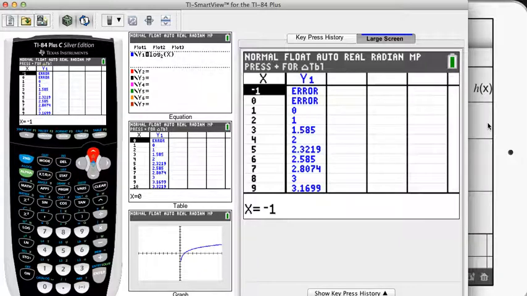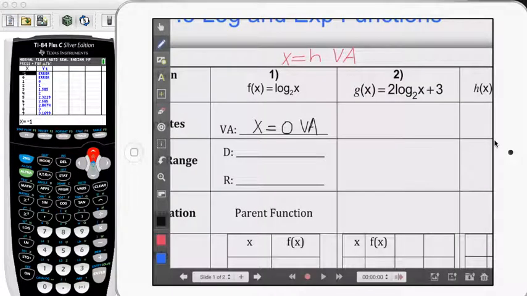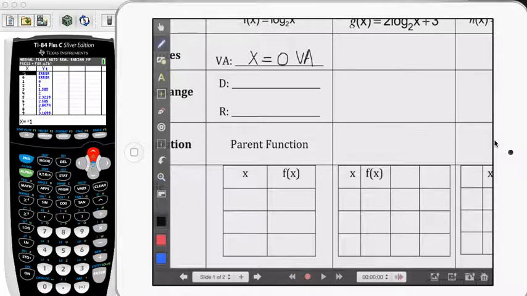Now let's go ahead and take some points that would be good to graph, like (2, 1) would be a good point, (1, 0), and (4, 2). So let's go ahead and write that: (1, 0), (2, 1), and (4, 2). These are good, pretty points to graph.